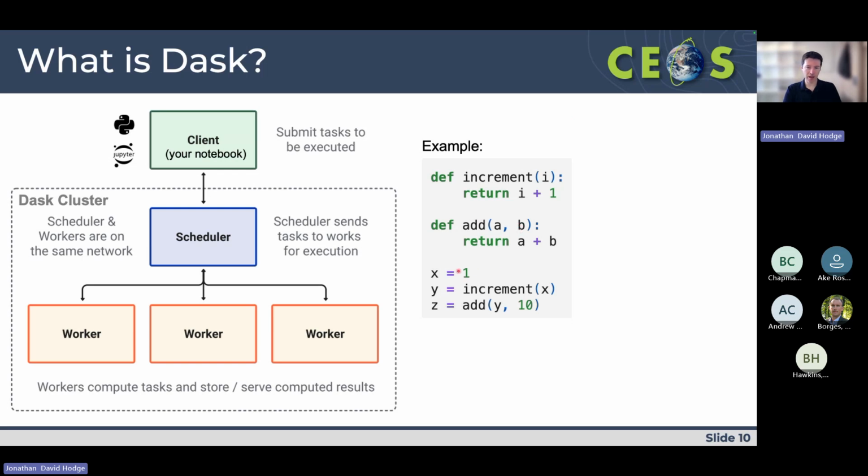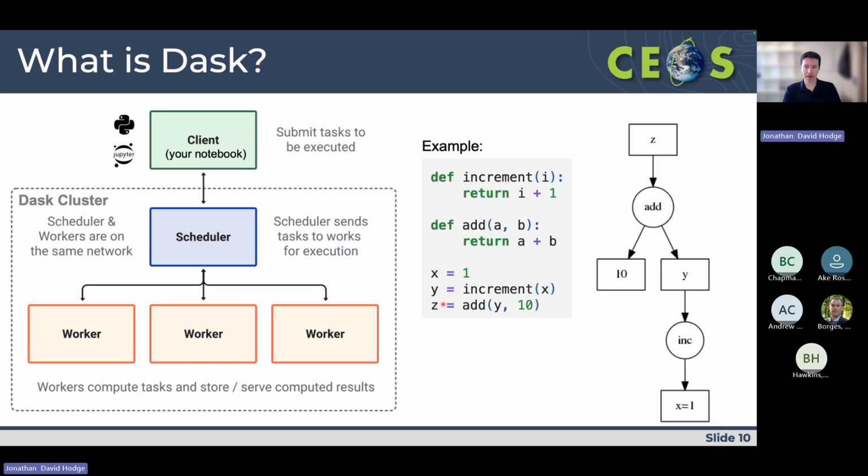In this example, if we start with x as 1, we run the increment function to increment the value of 1 by 1, that returns 2. And then we're going to add the 10 to the value of y, which is 2, and ultimately z will be 12. So that's a fairly linear process.